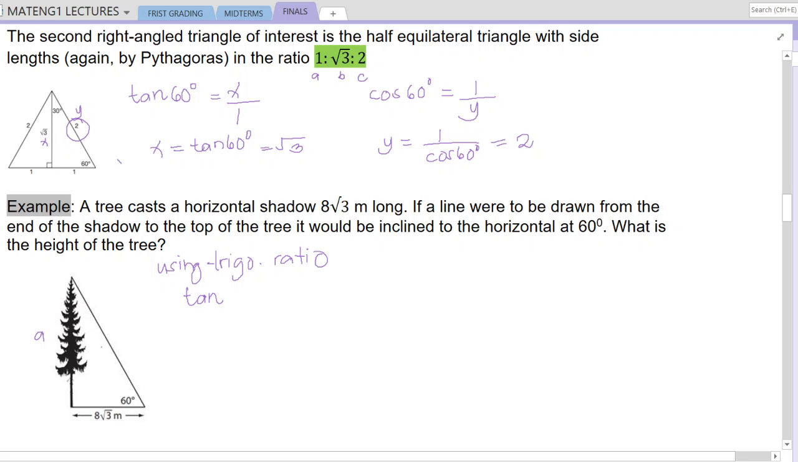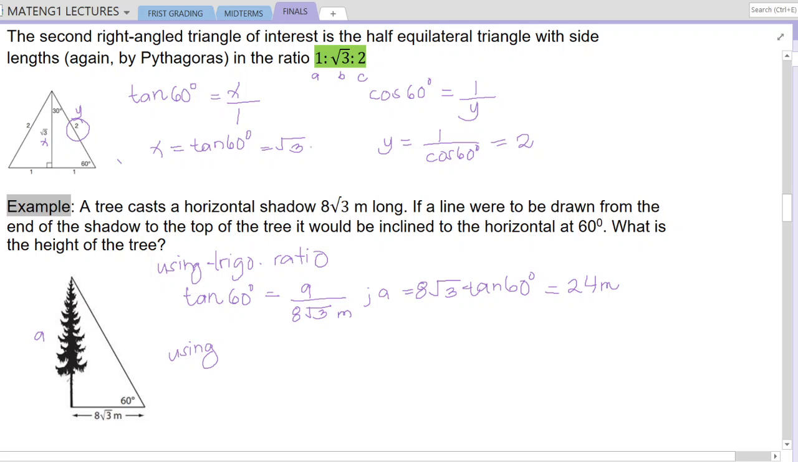Since the hypotenuse is not given, tangent of 60 degrees is equal to opposite divided by the adjacent. So that is A all over the adjacent, which is 8 square root of 3 meters. Having that, the height of the tree is equal to 8 square root of 3 tangent of 60 degrees. So that is equal to 24 meters.